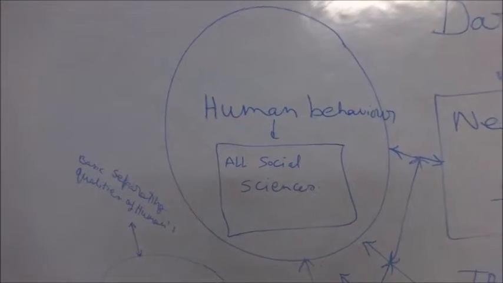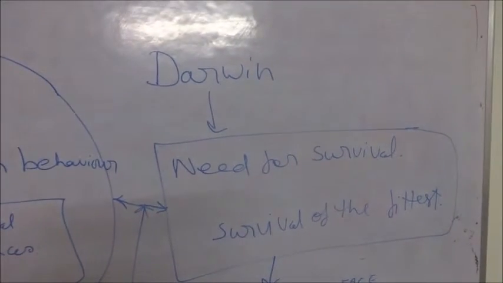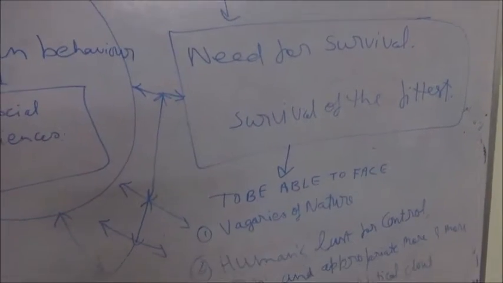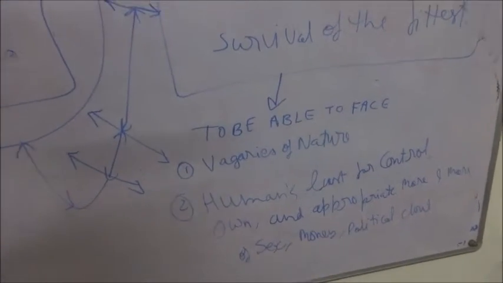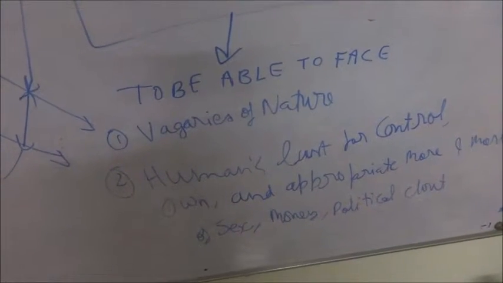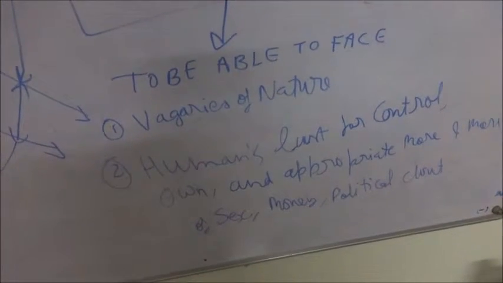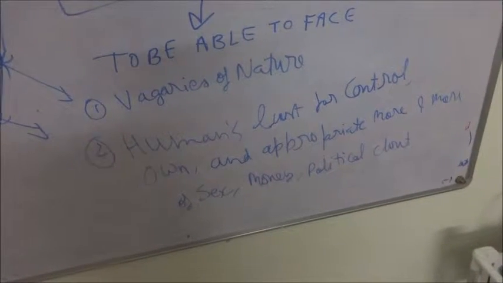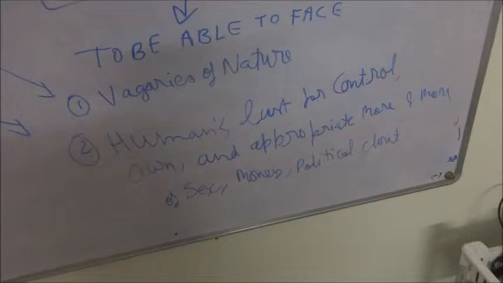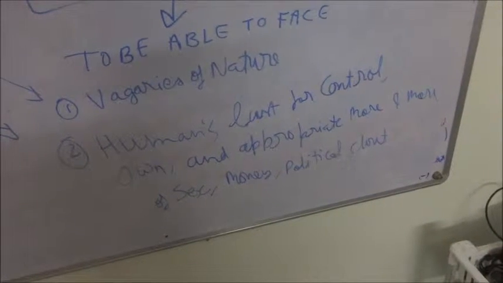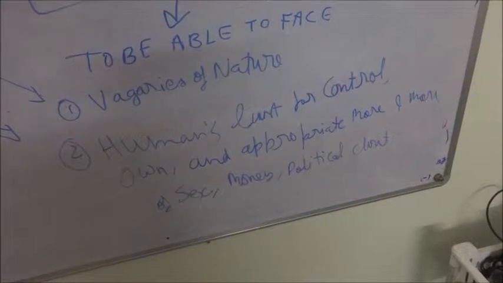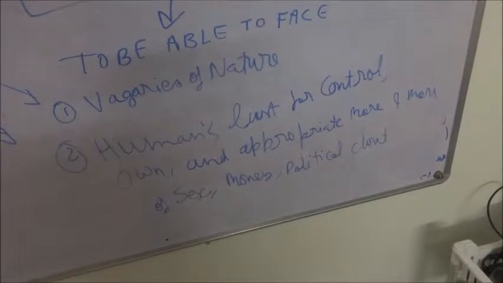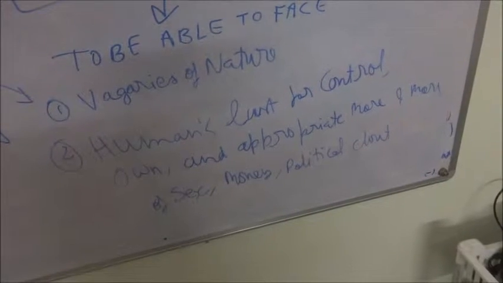Human behavior, Darwin, need for survival, survival of the fittest, to be able to face the vagaries of nature, fittest. For humans, the lust for control: to own and appropriate more and more of sex, wealth and political clout, that is, the ability to control others' behavior.